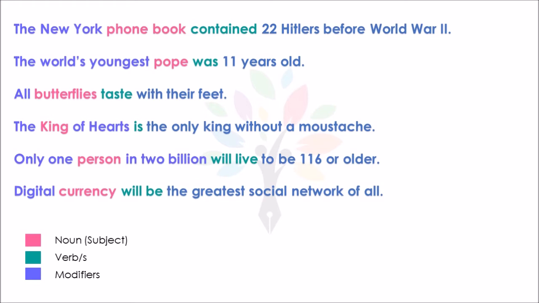The New York phone book, this whole thing is the subject. The world's youngest pope, this whole thing is the subject. All butterflies, the king of hearts, only one person in 2 billion, digital currency. These are all subjects. So don't think that a subject is just one noun. A subject will comprise all of these words, nouns plus all these modifiers. In a later lesson, we'll try to understand what modifiers are.